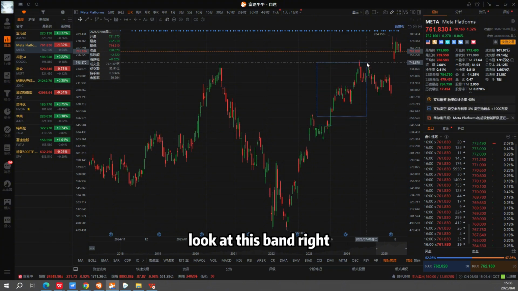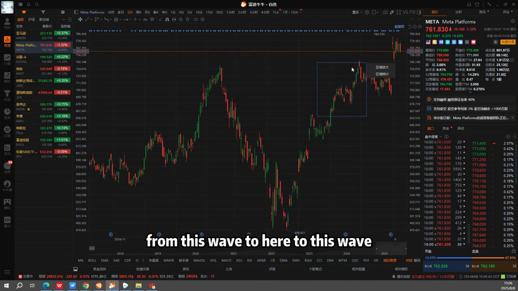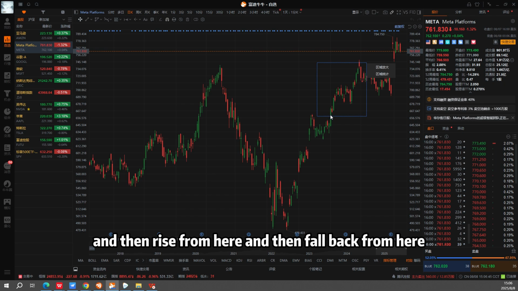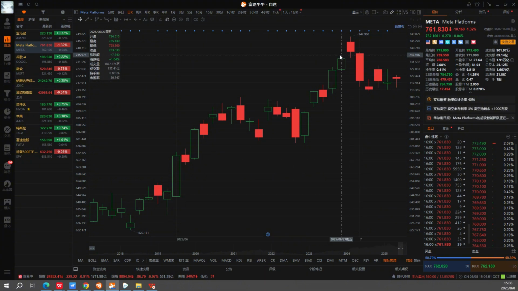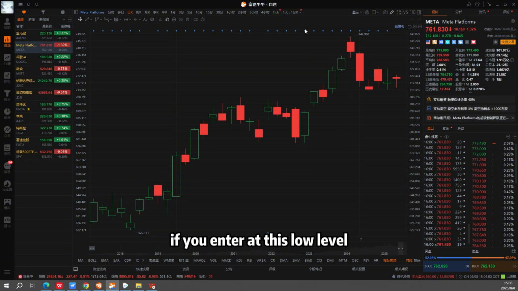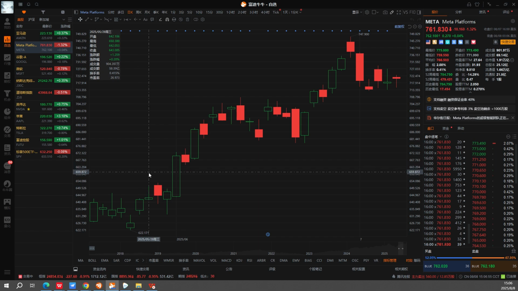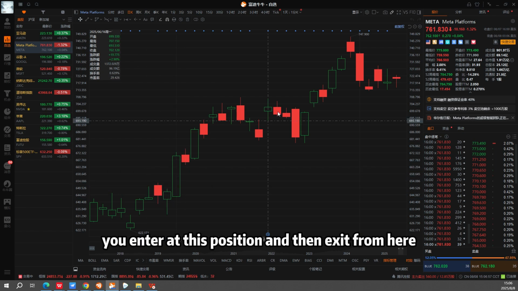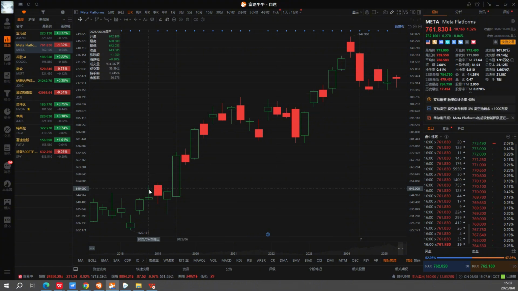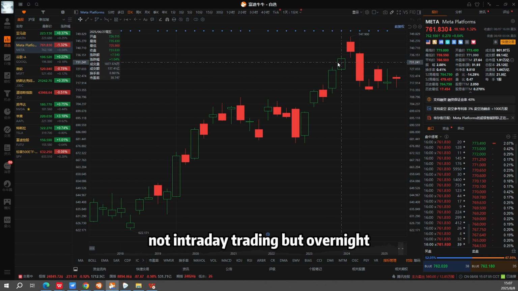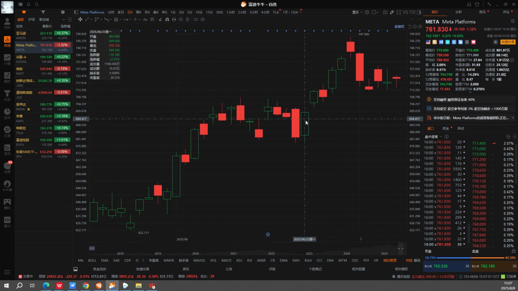Look at this band, right? From this wave to here, to this wave, and then rise from here, and then fall back from here. This position is a relatively large band interval. If you enter at this low level, you enter at this position and then exit from here, the profit will be quite good. The holding time will be longer. Not intraday trading, but overnight. This is the second type.